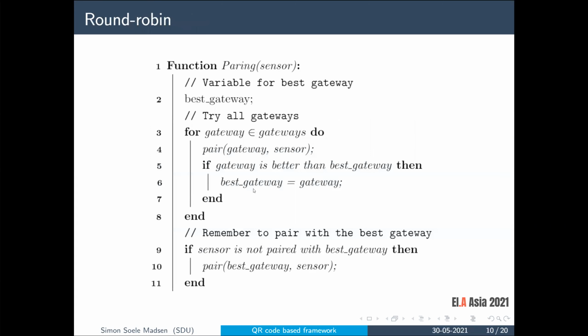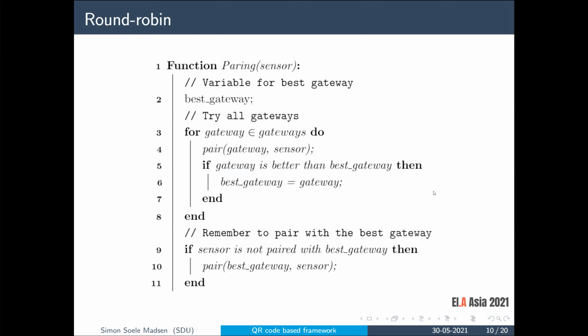So I think we have an example here of the round robin function. We essentially just try all the gateways in our network, and then we try to pair it with the sensor we are trying to deploy in the network. We're just going to check if the signal strength is better than the last gateway that we tried. And in the end, we're going to just pair it to the one we found the best.